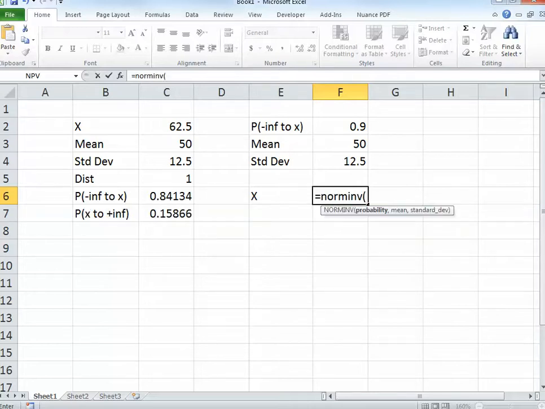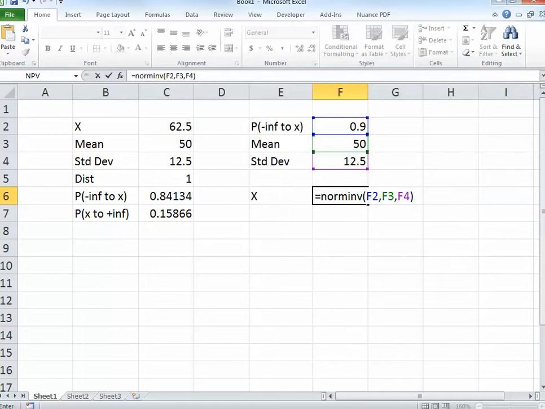The inputs are the following. First is the probability, and that, remember, is always from negative infinity to that value. So in the problem it says she wants to be in the top 10%. Well, to be in the top 10%, we have to input the bottom or the left-hand side lower than that value, which is 90%. The next input is the mean or the center of the distribution, and then comma followed by the standard deviation.